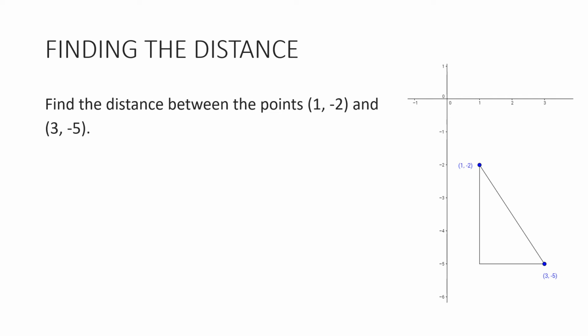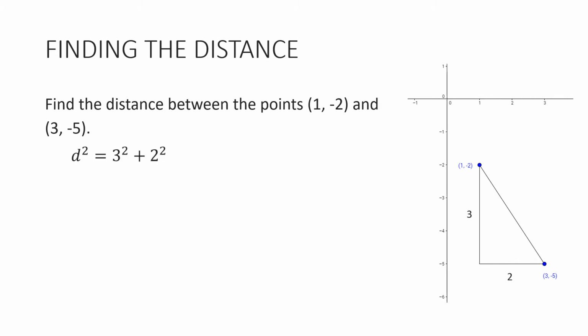Here's another one. Find the distance between the points 1, -2 and 3, -5. So I've plotted the points and drawn up the right-angled triangle. Now note, we could have drawn the right-angled triangle on this side and that would be perfectly fine. We need to know this distance here. We're just going to count it. 1, 2, 3. So it's 3 units. And along here is 2 units. And then this is d.